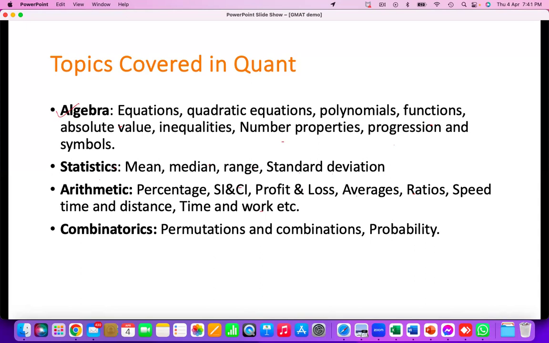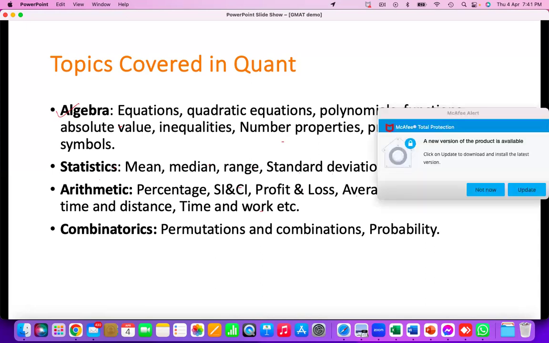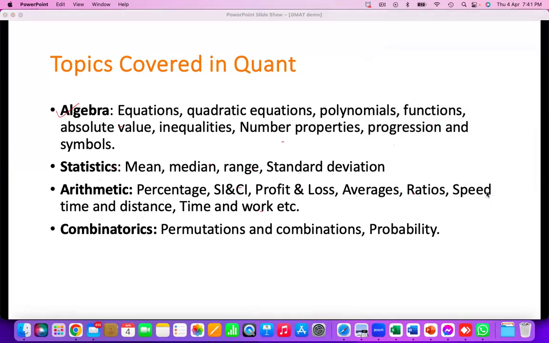In arithmetic, you'll have percentage, simple interest, compound interest, profit and loss, averages, ratios, speed, time and distance, time and work, etc. Then combinatorics, permutations and combinations, probability. These are the topics which are there, and these are basics also, not high-level computation questions or probability questions. Okay, so is this clear? Yeah, it's clear. Good.